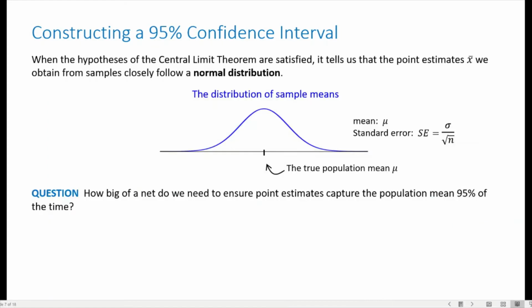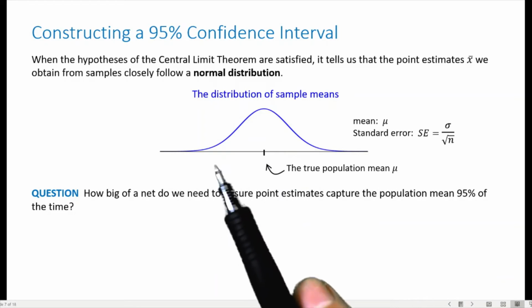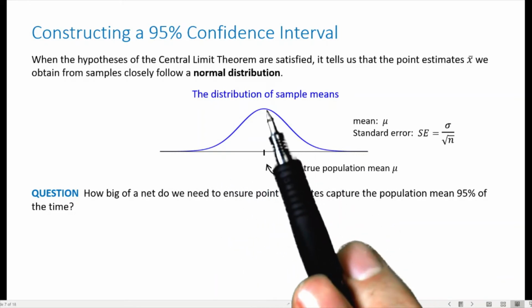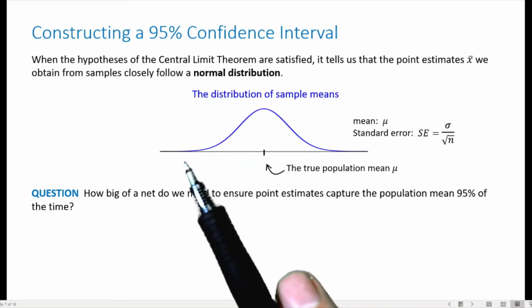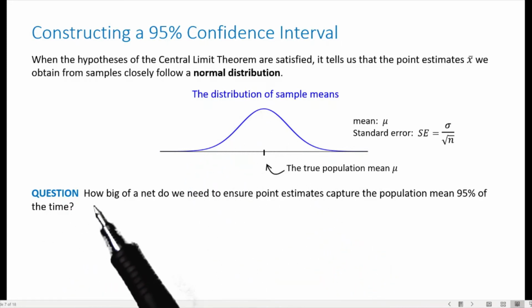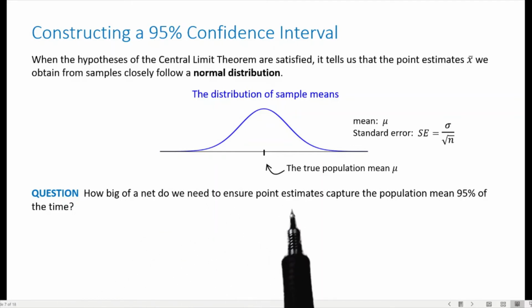So what we see here is just a picture describing what the central limit theorem says. It says the sample means are approximately normal, so here I've drawn that picture. So we know the X bar is going to follow a distribution that looks like this. The question is, how big of a net do we need to ensure that point estimates are going to capture the population mean 95% of the time? How big of a net do I need so that when I throw the net down, I'm going to catch a fish 95% of the time?